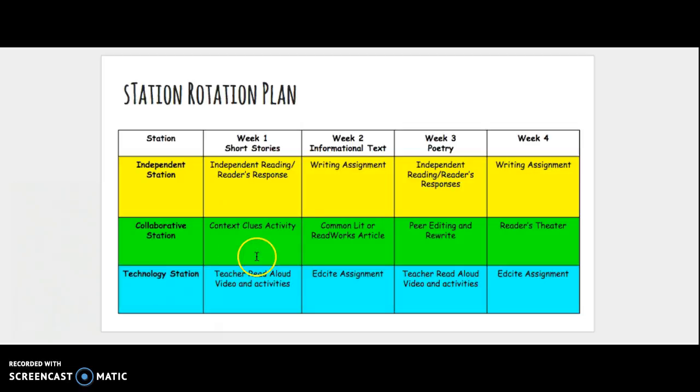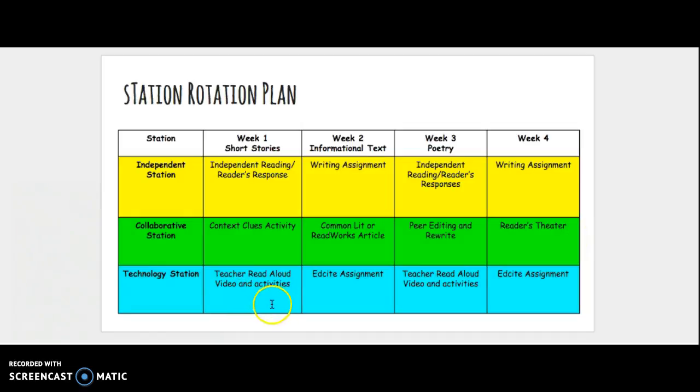For collaborative station, the first week will be a context clue activity. The second week will be a common lit or ReadWorks article. The third week, they're going to go back to these writing assignments that they did in their writing notebooks, and they're going to peer edit and rewrite. And then fourth week, I have here tentatively Reader's Theater. That might change in the future.